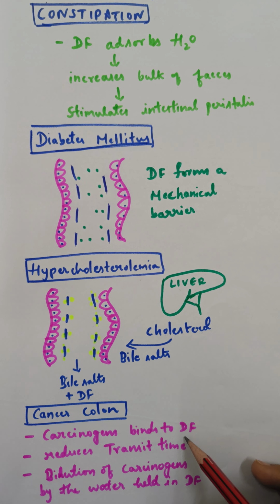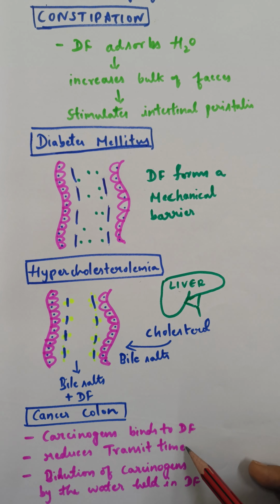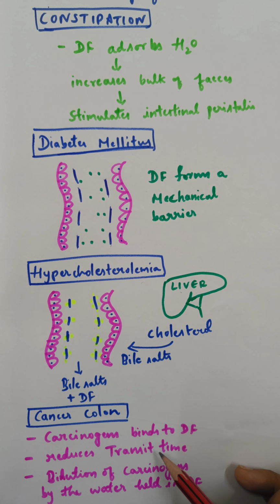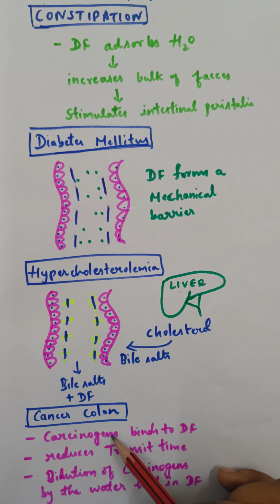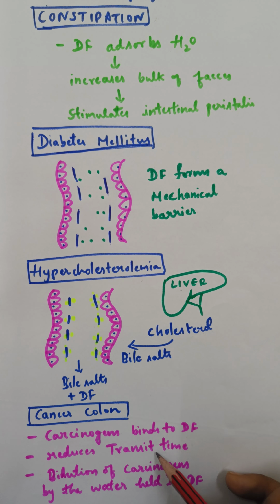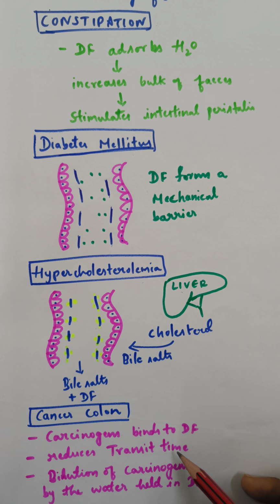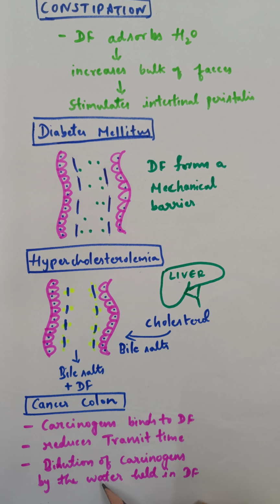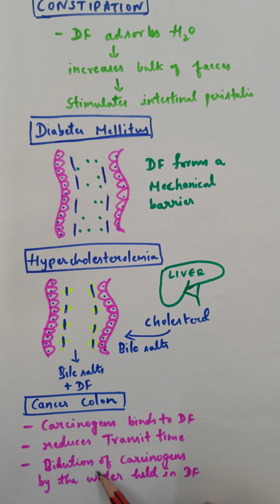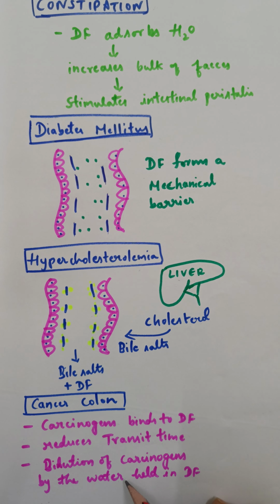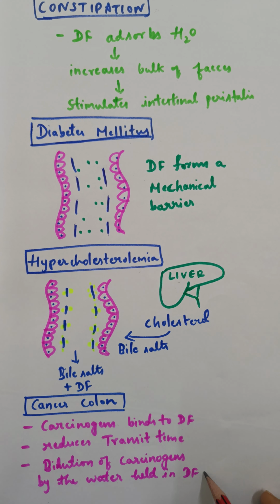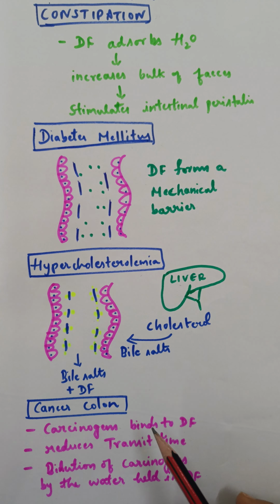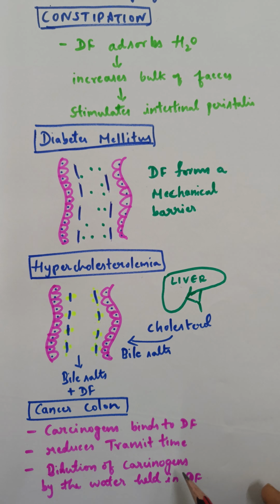So now when you add dietary fiber to your food, the bulk of the stool increases, so the peristalsis increases, right? So this reduces the transit time. So the fecal matter along with the carcinogens in it will not be present in the large intestine for a longer time, so it will be easily lost in the stool. And also remember, as I told, your dietary fiber absorbs a lot of water, right? So there is a chance of dilution of carcinogens by the water which is held by the dietary fiber. So these are the three proposed mechanisms for reducing CA colon by the use of dietary fiber.